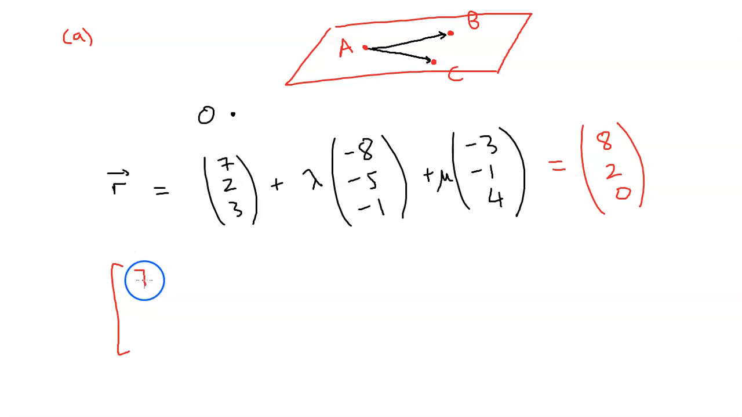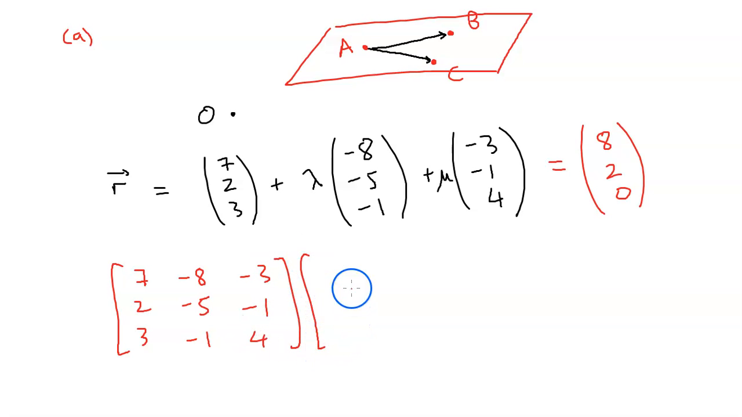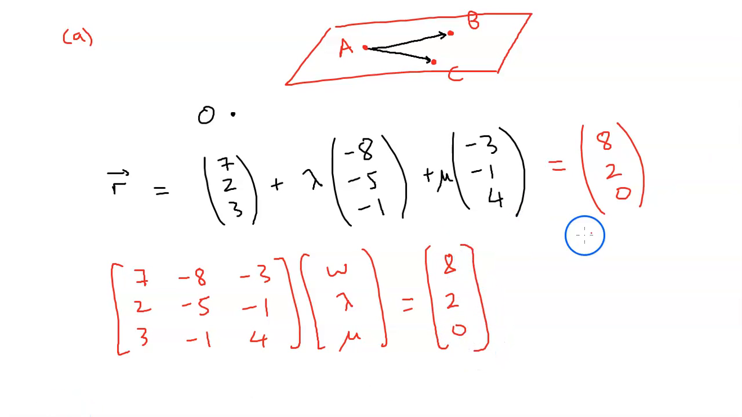So I'm going to set up the matrix 7, negative 8, negative 3; 2, negative 5, negative 1; 3, negative 1, positive 4; times, let's say, w, lambda, mu, is equal to (8, 2, 0), and we know that w is equal to 1.